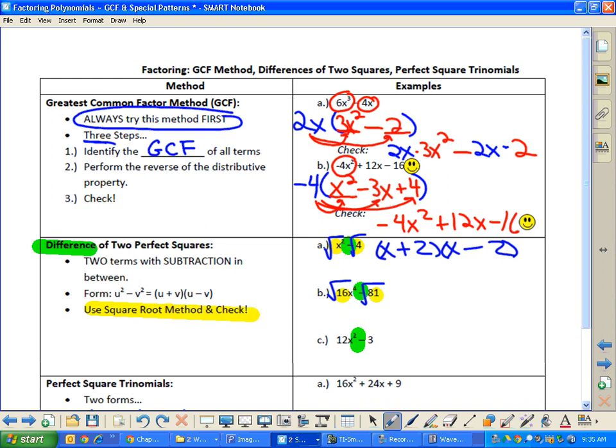Process is the same. I'm trying to stuff 2 sets of parentheses. So I ask myself, what is the square root of 16x to the 4th? Well, I know that the square root of 16 is 4. The square root of x to the 4th? Does anybody know what that would be? Ooh, I see a couple of you. It would be x squared. Very good. Because x squared times x squared gets me x to the 4th. Very good. The square root of 81, 9. What symbols go in between?